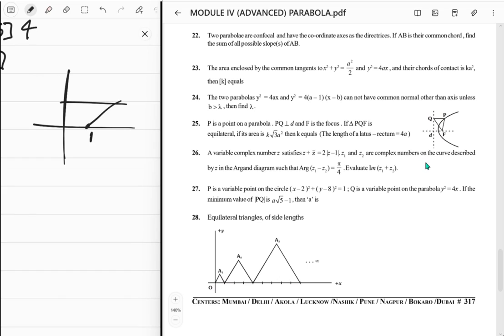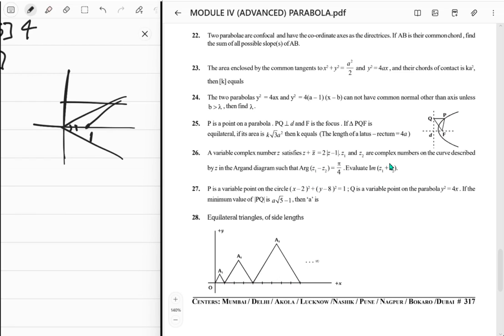z1 and z2 are complex numbers on the curve described by z in the argument plane such that the argument of z1 minus z2 is equal to pi upon 4. So the angle between them is fine, no big deal. It just subtends angle pi upon 4 at the directrix, right? This has to be pi upon 4 or something. If it was pi upon 2, it would be awesome, but it's not.